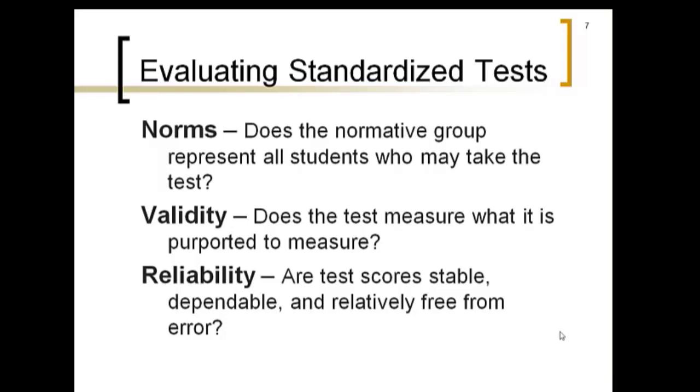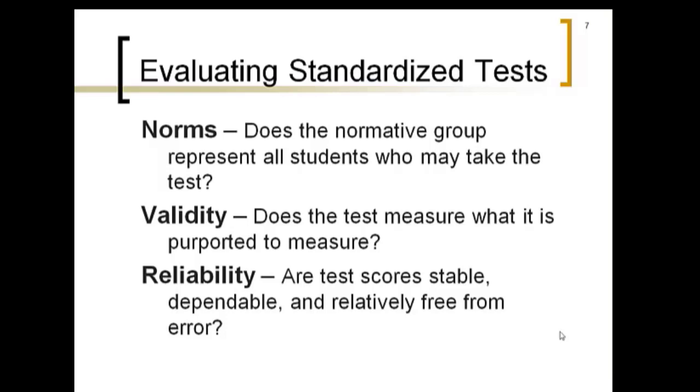Or is there something else that we're measuring we shouldn't be measuring? Or perhaps ask the question, is there some aspect of intelligence that we're not including on our test? So our test is valid if it is accurately measuring what it is supposed to be measuring. In addition to that, we also want our tests to be reliable. Now, reliability refers to consistency.